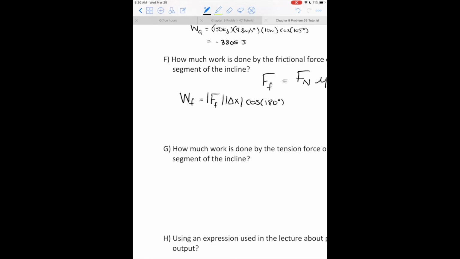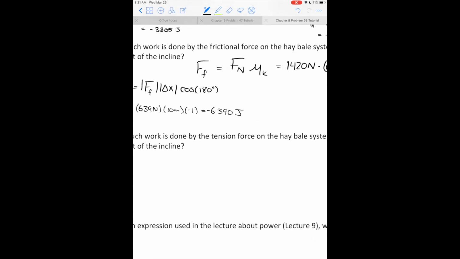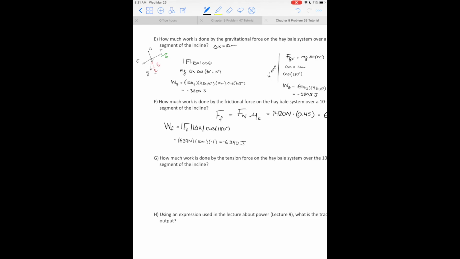I'm going to have 639 newtons times 10 meters times negative 1, and I get 6,390 joules. And it's negative. Sorry, I forgot the negative. Alrighty. So that was part F.